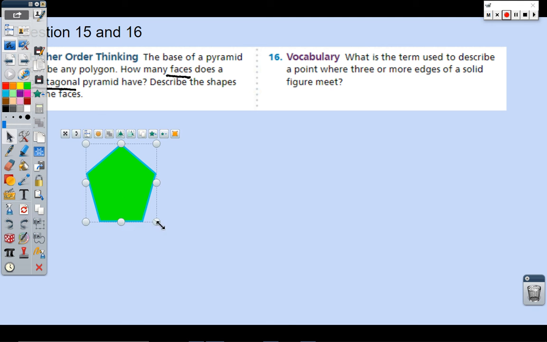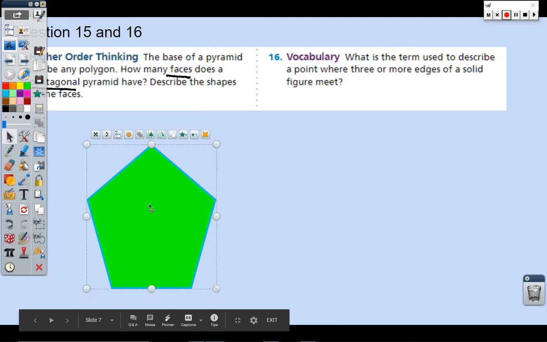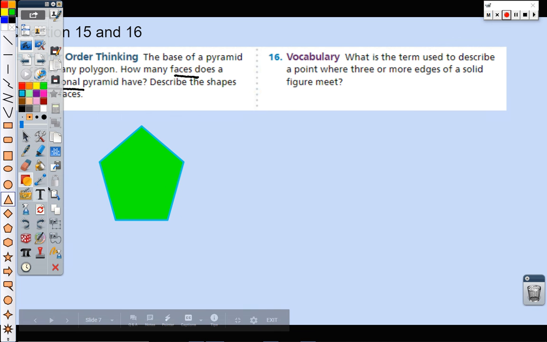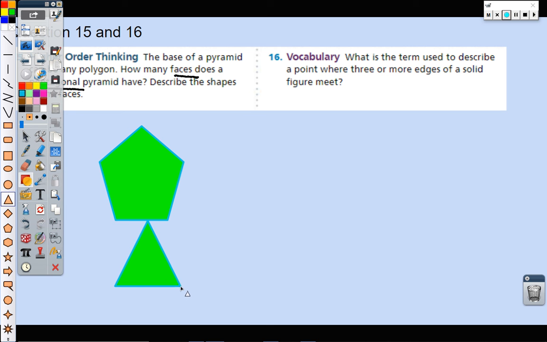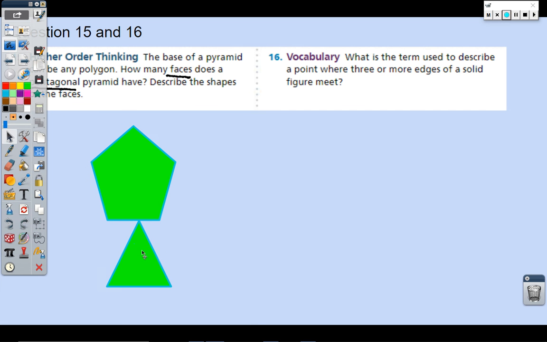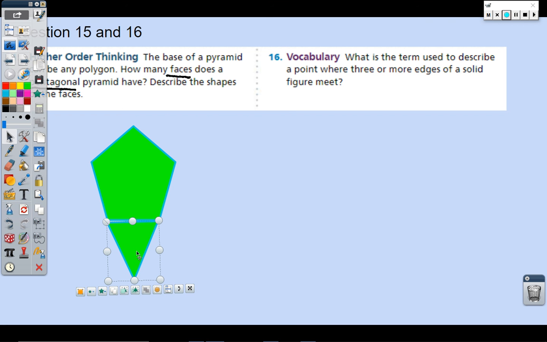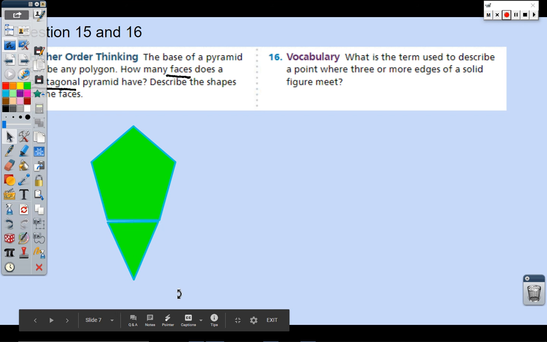Now, if we think about this, it's a pentagonal pyramid. So the base is a pentagon. Now, that's just the base. I have to have a triangle coming off each one of those sides. Let's see if I can do this here. Can I make a triangle? Now I'm going to rotate this. So if this is a pentagonal pyramid, each of these triangles, the bases must all fit like that. Stretch it, there we go.